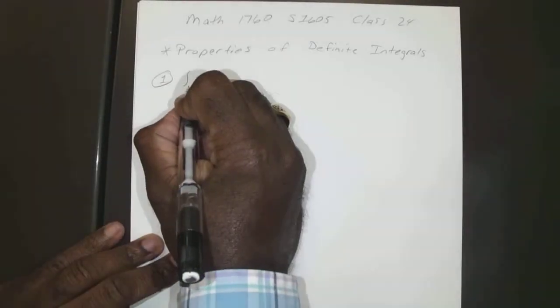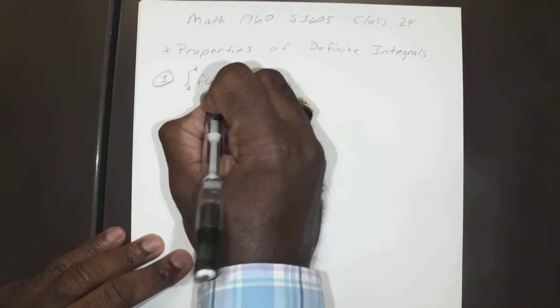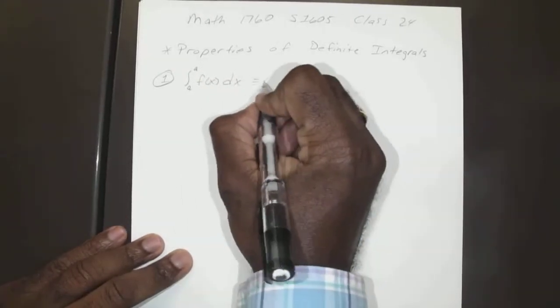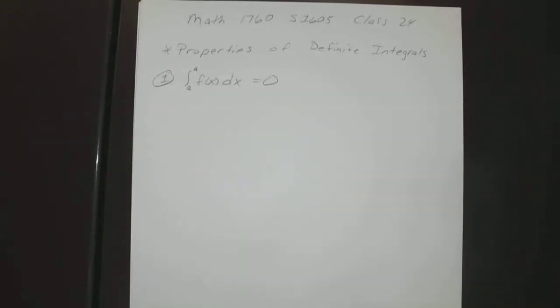Except for, well, maybe this first one, the integral from a to a of f of x with respect to x is equal to 0. Because remember, your integral is basically measuring your area. So you can't really measure the area from one space to the exact same spot. So the integral from a to a would just be 0.